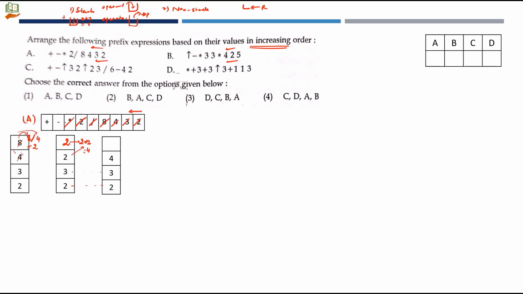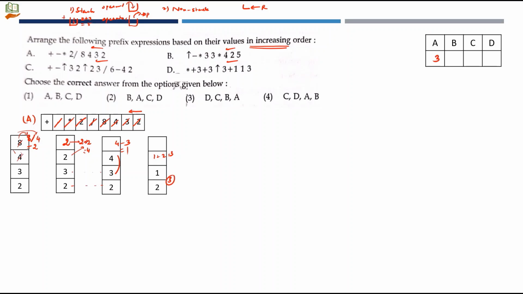After multiplication, we have subtraction. What is 4 minus 3? These 2 operands. This is equal to 1. So the stack will have 1 as the top element now. What is the next operation? Plus. What is 1 plus 2? This is equal to 3. So the final answer will be 3. A has the value 3.